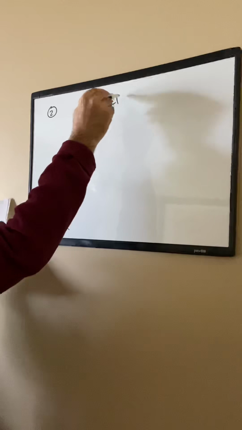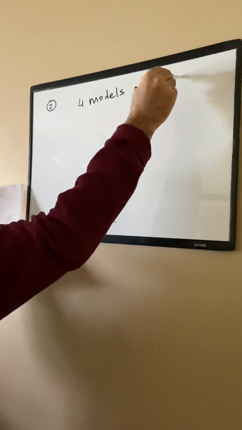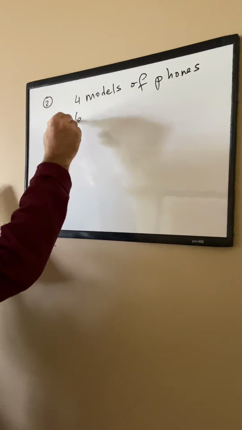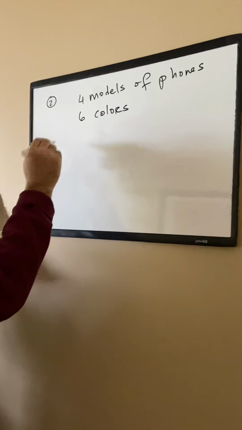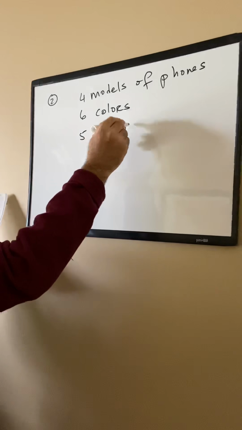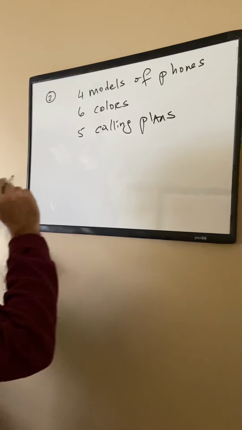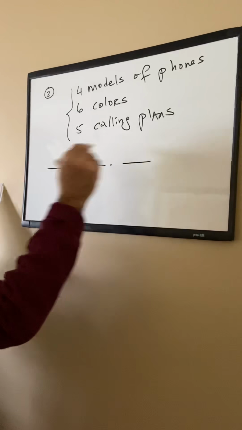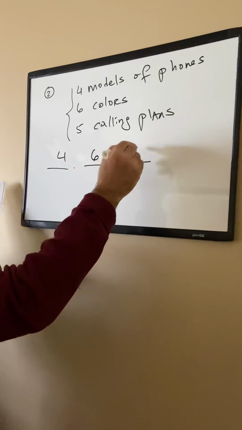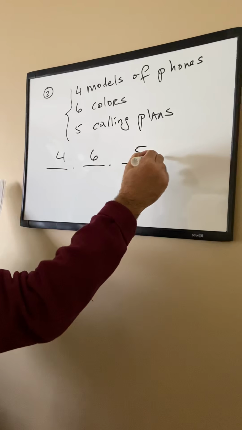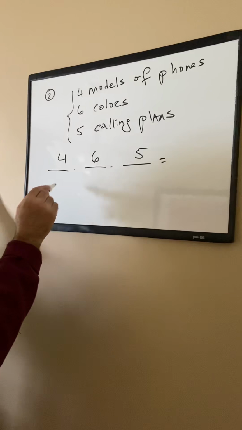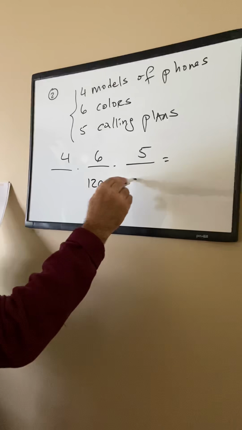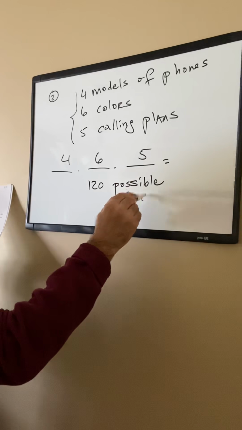Example number 2. We have 4 models of phones to choose from. We have 6 colors, and we have 5 calling plans. The question is, how many combinations of phones can we select with these conditions? So we're going to take 4 multiplied by 6 multiplied by 5. That's how we again apply what we call the counting rule. And 4 times 6 times 5 will give us 120 possible combinations of phones to choose from.